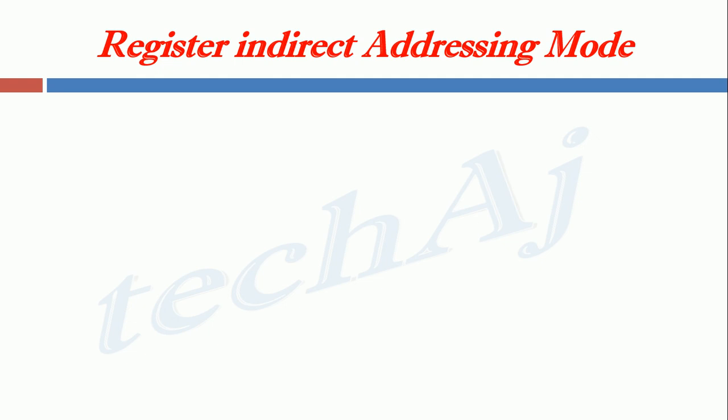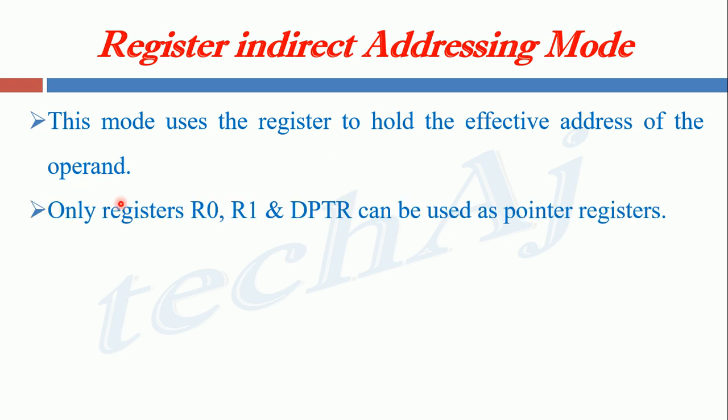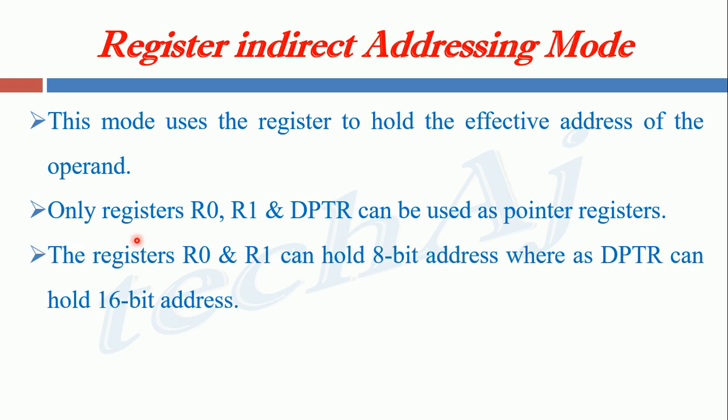Next addressing mode is register indirect addressing mode. This mode uses a register to hold the address of an operand. Registers R0, R1 and DPTR are used as pointer registers. Out of these, R0 and R1 are 8-bit registers, so they can hold an 8-bit address, whereas DPTR is a 16-bit register, so it can hold a 16-bit address.